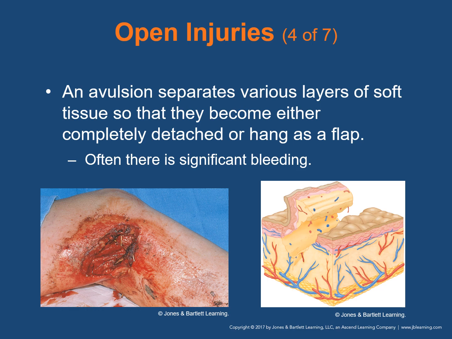An avulsion separates various layers of soft tissue, usually between the subcutaneous layer and the fascia, so that they become either completely detached or hang as a flap. Often there is significant bleeding. Never remove an avulsion skin flap, regardless of its size.